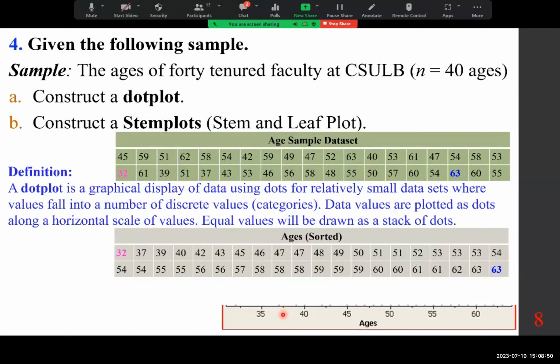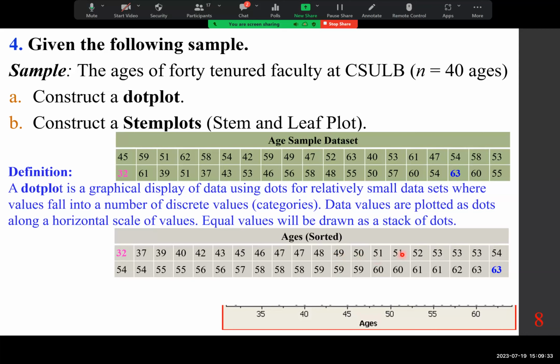37. So this is 37.5, so 37 is here. I put a dot here. 39 somewhere here, I put a dot. 40, I put a dot. 42, 43, 45, we put just one dot. When we hit 47, somewhere here, you need to put 2 dots. 48, you put 1. 49, you put 1. And 50, you put 1.